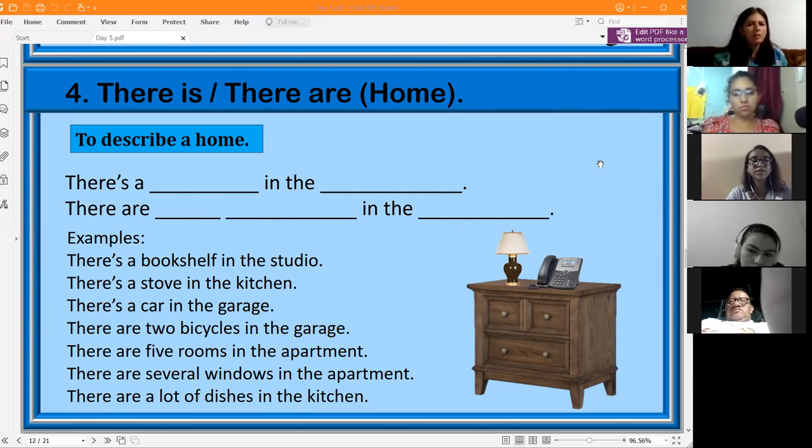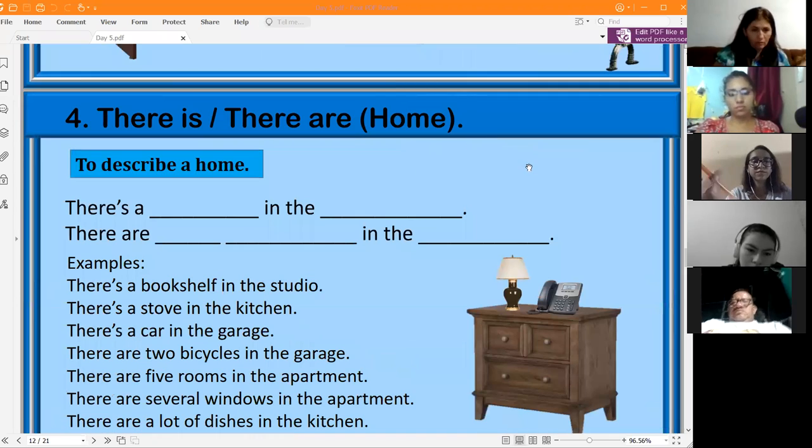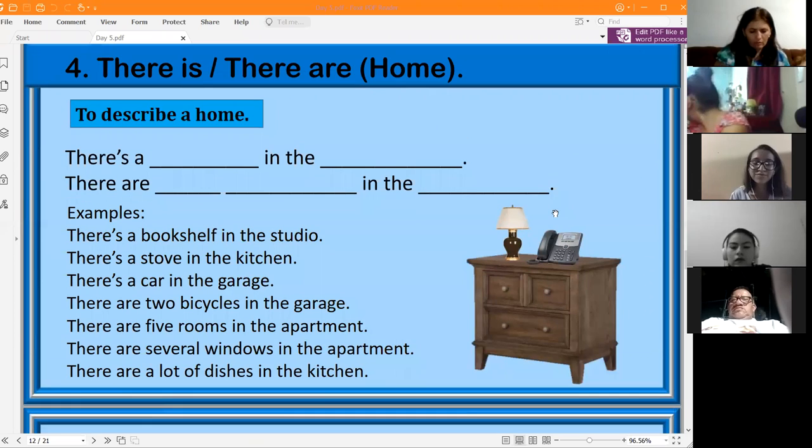Okay, now let's get to there is and there are. We're going to describe. How do we use there is and there are? There is is for singular. There are is for plural. If we are talking about one item, we use this. If we're talking about two or more, there are.